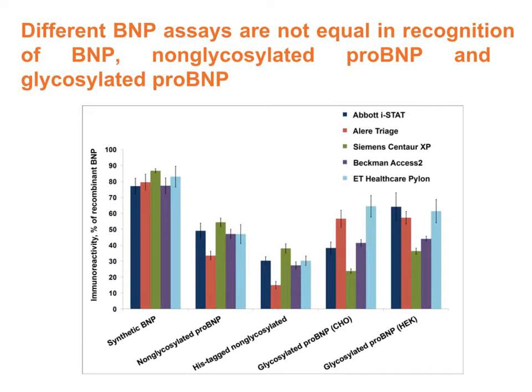We observed that the different BNP assays were not equal in recognition of BNP, non-glycosylated proBNP, and glycosylated proBNP. This may reflect the differences in cross-reactivity of commercial BNP immunoassays for different BNP-related forms. The 2 forms of glycosylated proBNP expressed in HEK cells and CHO cells were not similar. This apparent discrepancy may be explained by the differences in the level of glycosylation of proBNP expressed in HEK and CHO cells.